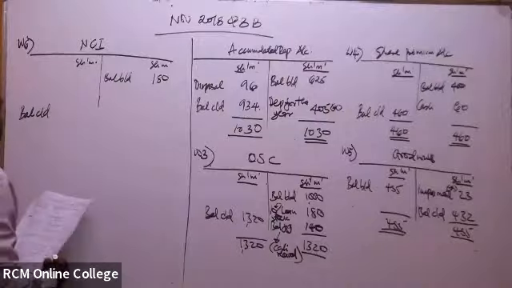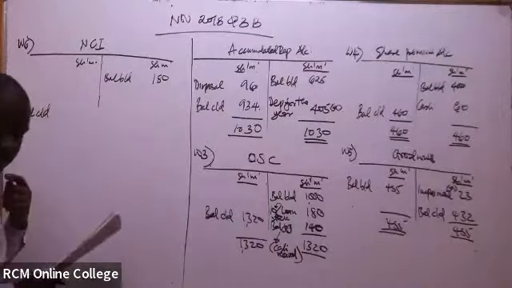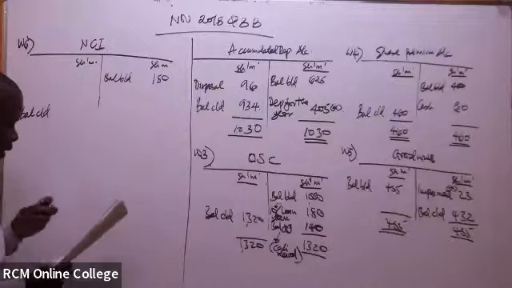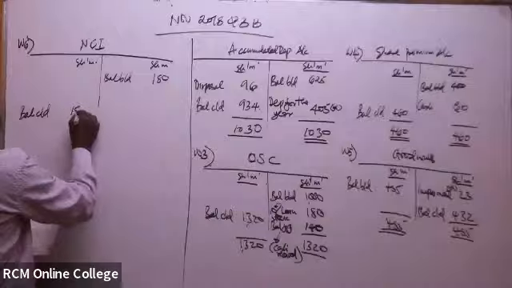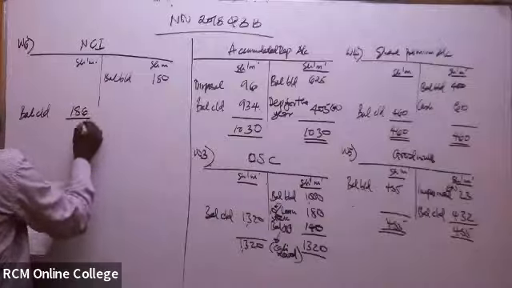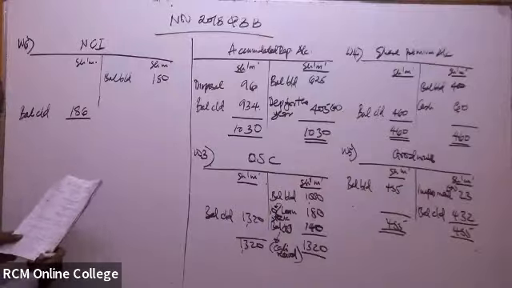The balance carried down at the end of the year from the statement of financial position is in this case how much? It is actually 186.